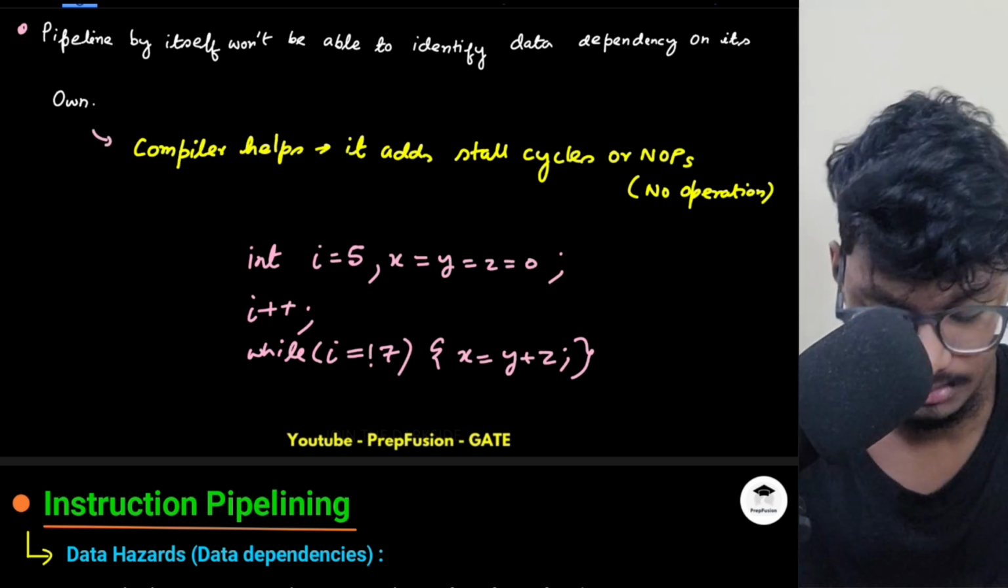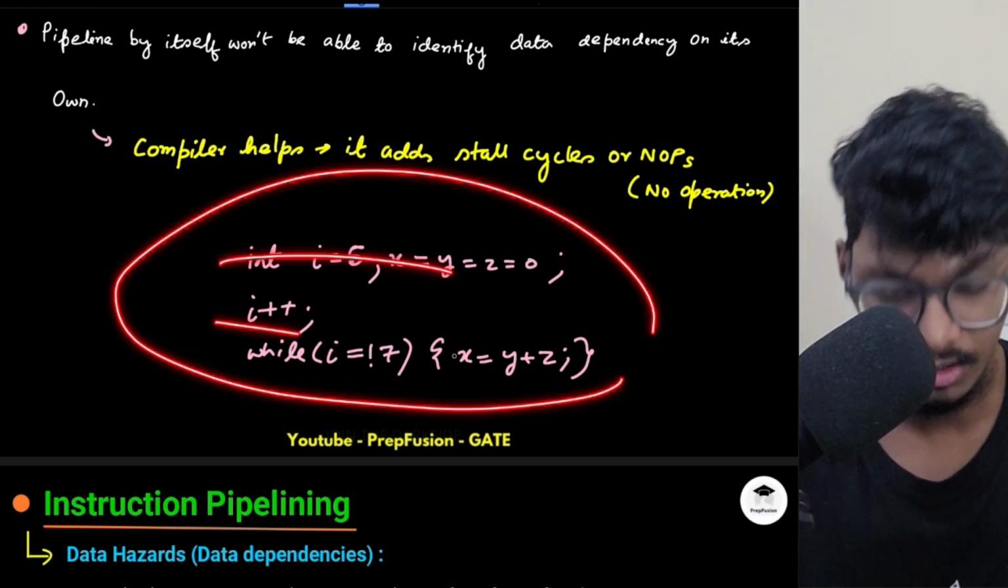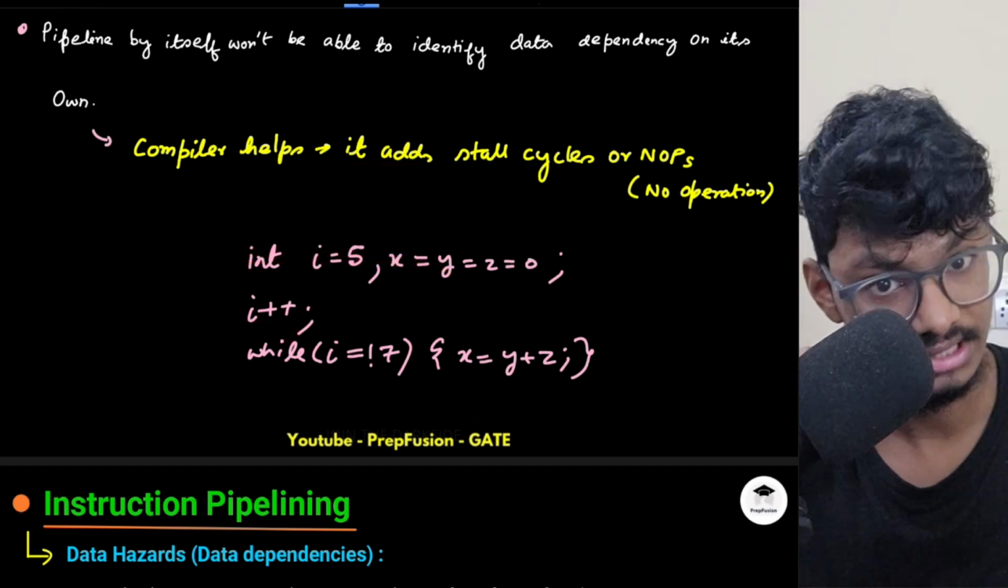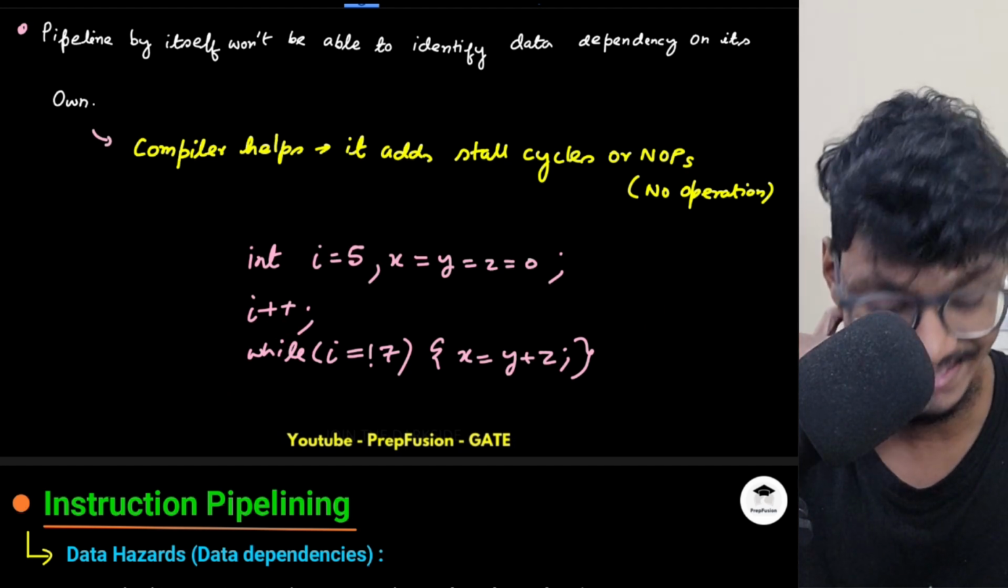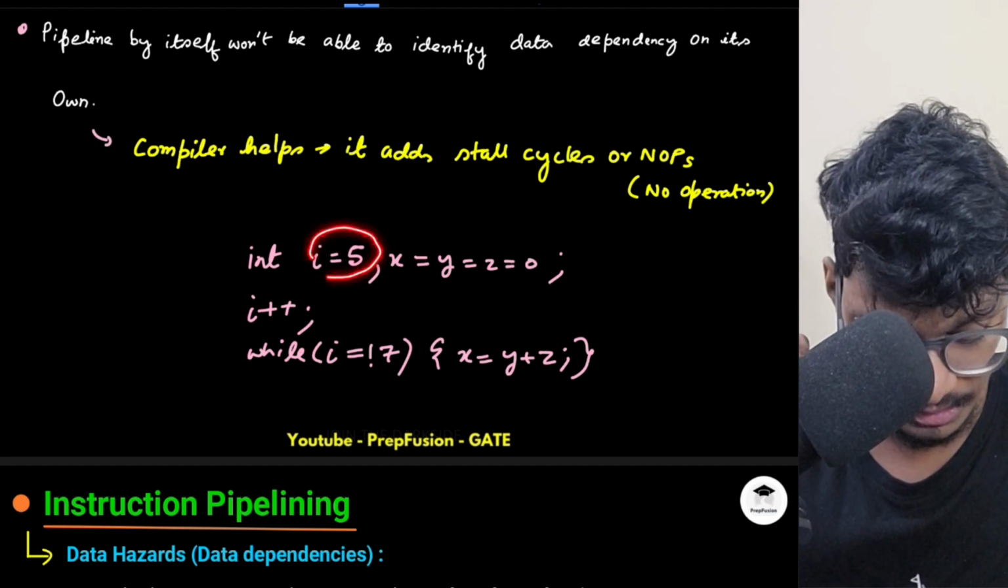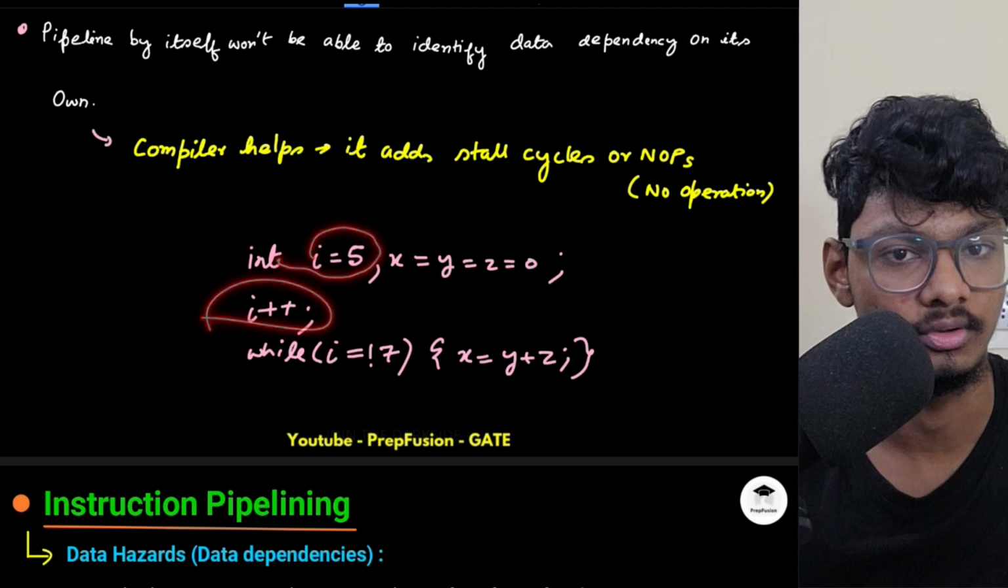So what the compiler does is break it down into smaller micro operations. That is the task of the compiler. It breaks it down, then it understands if there is a data dependency between the previous micro instruction and the current micro instruction.